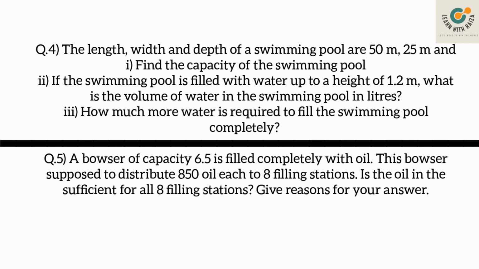So capacity means you have to find it in liters or milliliters. If the swimming pool is filled with water up to a height of 1.2 meters, what is the volume of water in the swimming pool in liters? So you have to find the volume in liters, suppose the height is 1.2 meters. Roman number 3, how much more water is required to fill the swimming pool completely? While I am reading, you have to understand the question and imagine the container. Then only you can get connected with the answers as well.